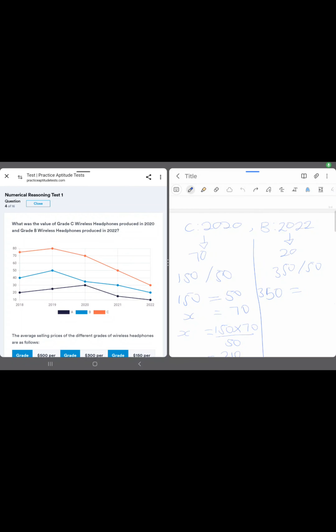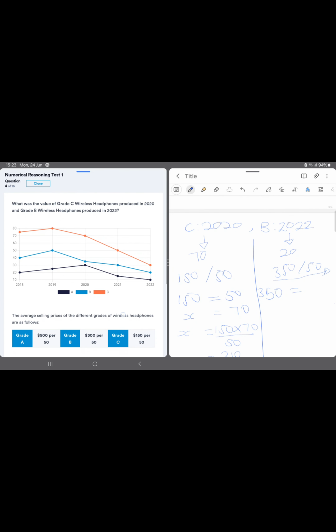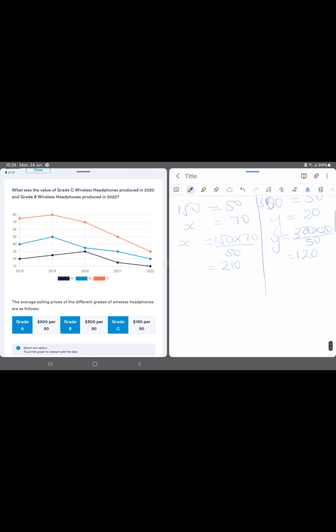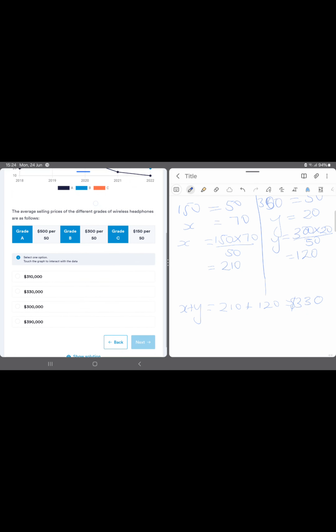So we made a mistake here. The selling price is supposed to be 300 and not 350. You've got 300 is equal to 50, and y is equal to 20, and we are going to use cross multiplication. So y is equal to 300 times 20 all divided by 50, which is 120. Our solution will be x plus y, which is equal to 210 plus 120, and this gives us $330, and this will be option number 2.